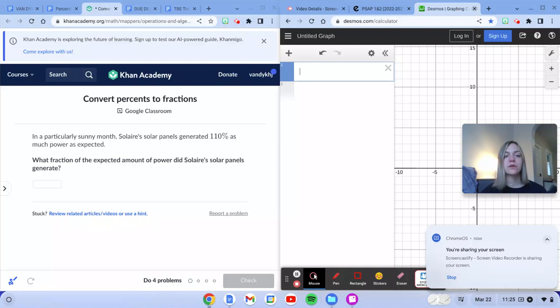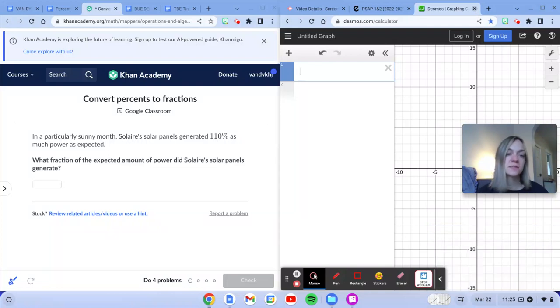Next, we have converting percents to fractions. Our problem says, in a particularly sunny month, this person's solar panels generated 110% as much power as expected. What fraction of the expected amount did her solar panels generate? So to make a percent into a fraction, we can just divide by 100.